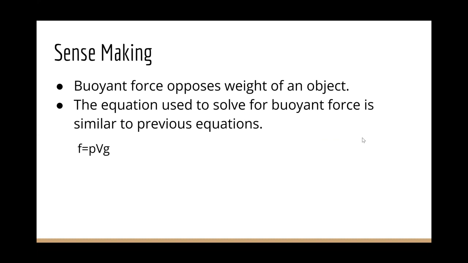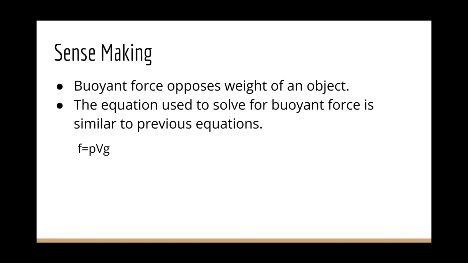For this sense-making slide, we'll be talking about buoyant force as it opposes the weight of an object, and the equation that we use to solve for the buoyant force and how it is similar to previous equations we have learned in Physics 212 this term. So the buoyant force is the upward force exerted by a fluid that opposes the weight of a partially or fully immersed object. For example, in a column of fluid, pressure increases with depth as a result of the weight of the overlying fluid. This means that the pressure at the bottom of the immersed object is greater than the pressure at the top of the object. The difference in pressure is what creates an upward force on the object, which is known as the buoyant force.